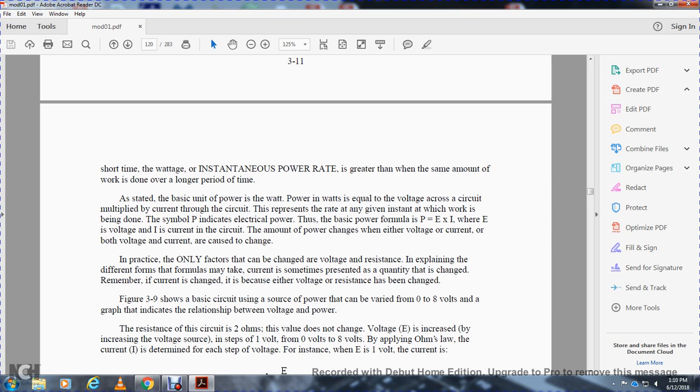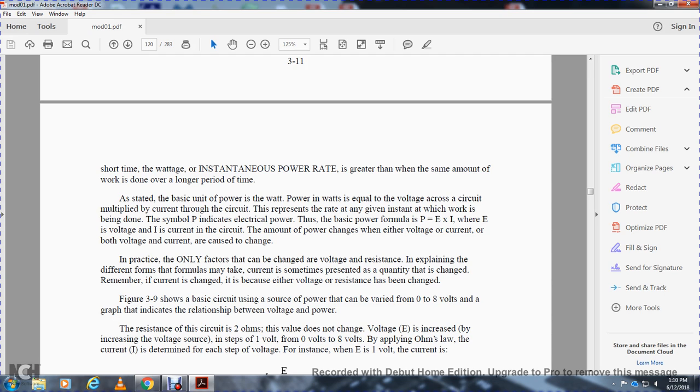The amount of power changes when either the voltage or the current changes, or when both voltage and current change. In practice, the only factors that can be changed are the voltage and resistance, because the formula may be rearranged to take the current into account.